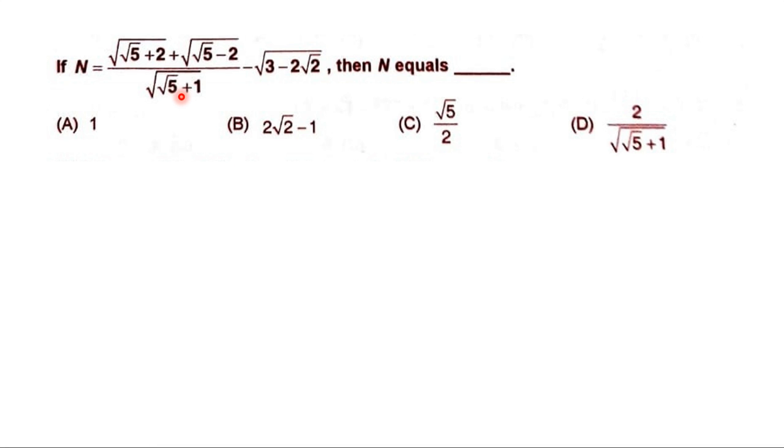Let us solve a problem from number system. If n is equal to [square root of root 5 plus 2 plus square root of root 5 minus 2] whole divided by [square root of root 5 plus 1] minus square root of 3 minus 2 root 2, then n equals dash. So now let us solve this sum.